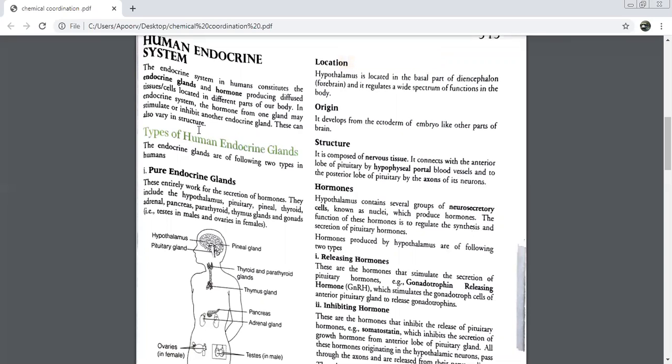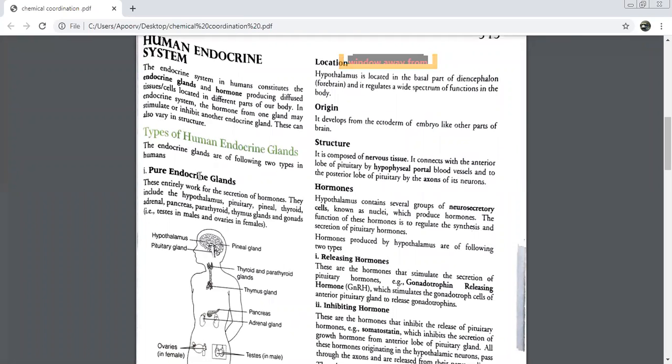In endocrine system, the hormone from one gland may stimulate, matlab, or activate karega that you also start producing more in amount, or it may inhibit another endocrine gland. And different endocrine glands vary in structure. What do you mean by vary? Different structure. Very good. Different endocrine glands have different structures.